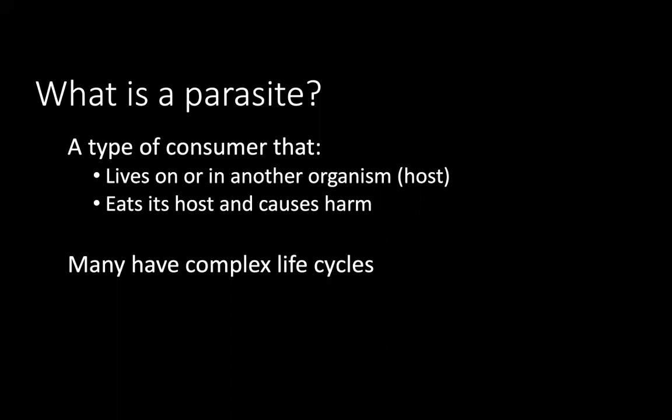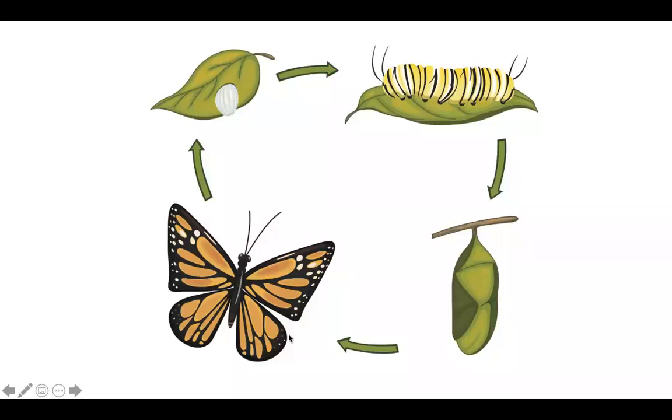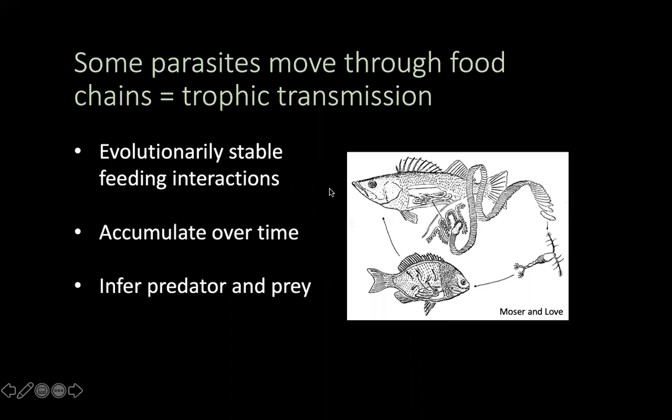Many of these parasites have complex life cycles. This is an example of a complex life cycle that most people are at least sort of familiar with. A butterfly lays an egg on a plant. That egg hatches into a caterpillar, which eats the leaves, and then it goes through metamorphosis and becomes an adult butterfly. This is a complex life cycle. Many parasites also have complex life cycles that often require different host species at each stage. Often they're transmitted through feeding interactions.